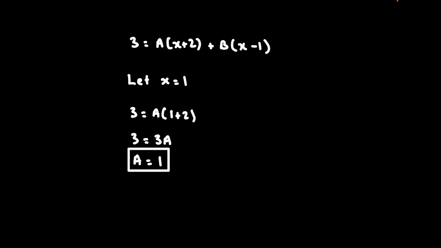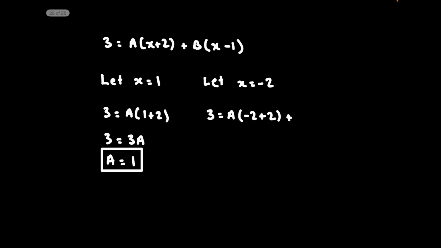Now, I can let x be another strategic value. I can let it equal minus 2. If I let x equal minus 2, then I have 3 equals a times minus 2 plus 2 plus b times minus 2 minus 1.